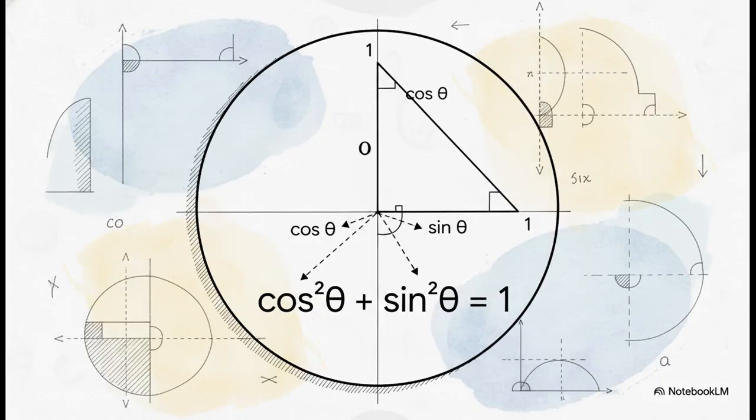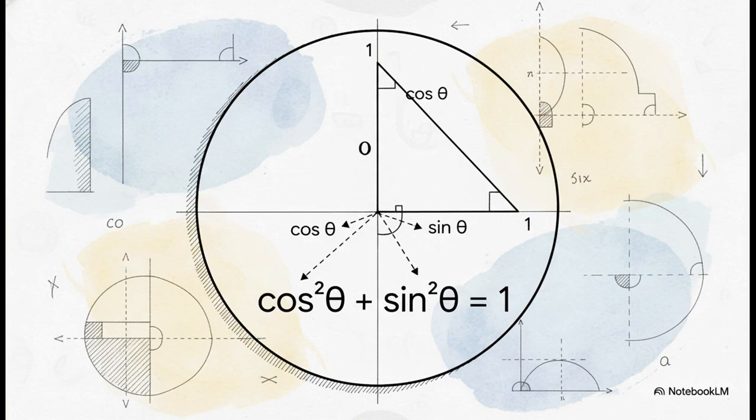So why is it always true? Where does this magic come from? Well, it's literally built into the DNA of the unit circle. Every single point on that circle has coordinates that are defined as cosine, sine. And since the basic equation of that circle is x squared plus y squared equals 1, we can just plug our coordinates in. And what do we get? Cos squared theta plus sine squared theta equals 1. It has to be true because that point is always on the circle.